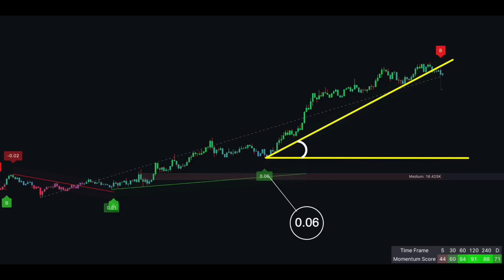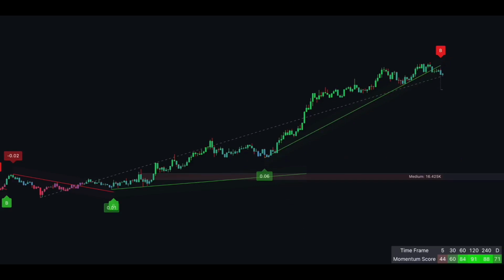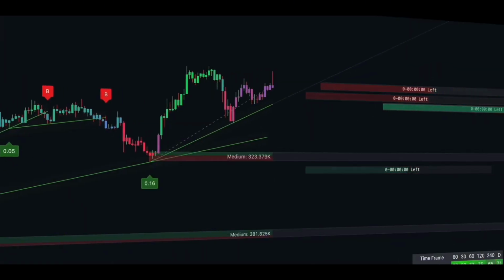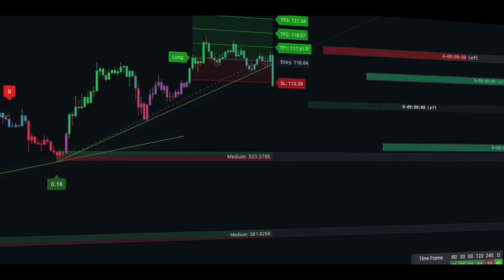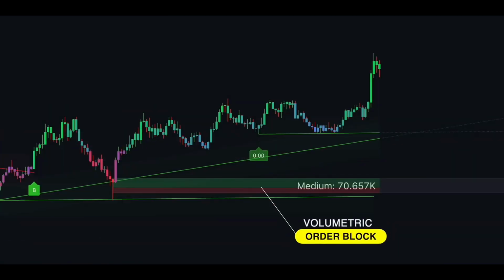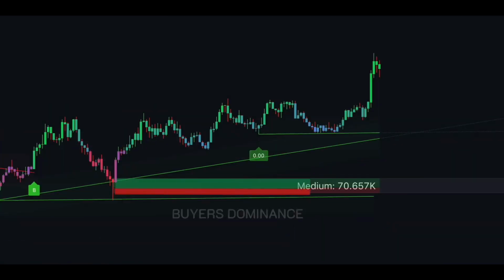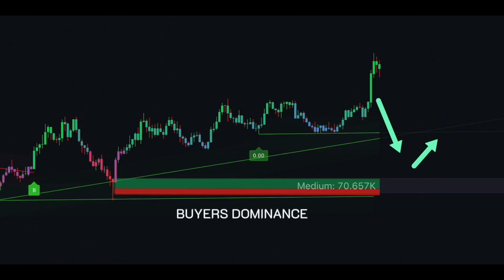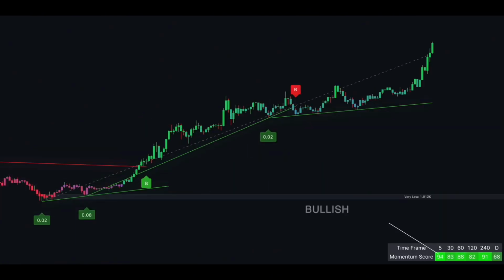TradeIQ has clear trade entry signals with profit targets and stop losses. It also has features for price action analysis, like volumetric order blocks, areas on a price chart where there is a significant volume of orders that have been executed. Momentum Dashboard is another super useful function, as it shows overall market sentiment in different timeframes.